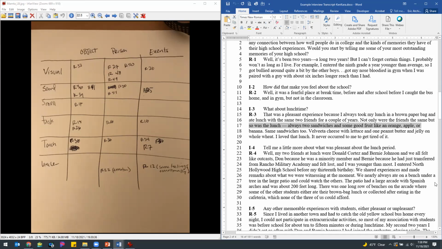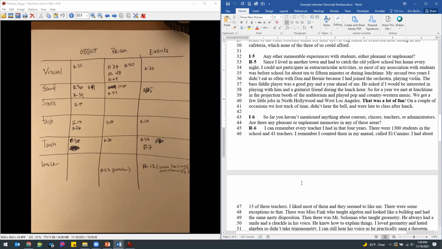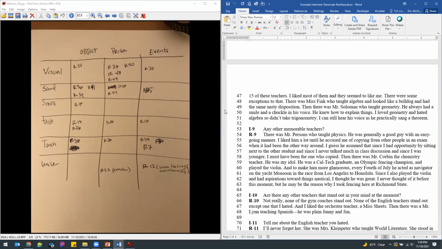But that's the thing about food. It's very easy for us to recognize those sorts of sensory responses because it's something we can all appeal to. But what about the things that are a little bit harder to capture? Mamta and Laura Beth, talk us through your sounds. Where were those? Is that R50 or 51? Yeah, the 50 and 51 were the teacher's voice singing a theorem.